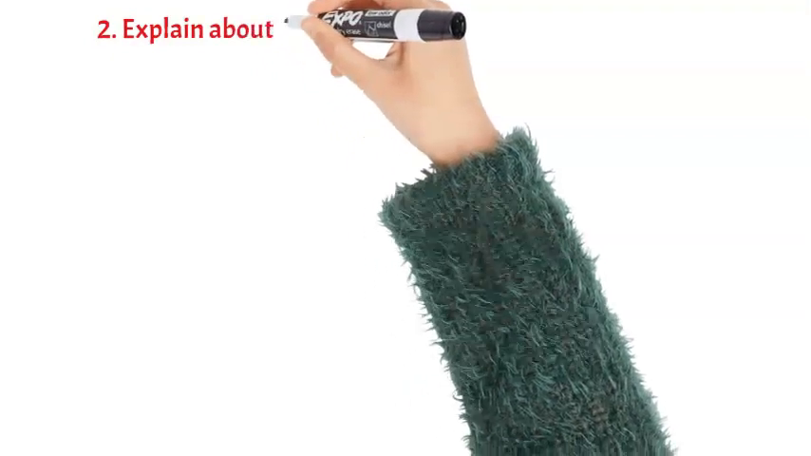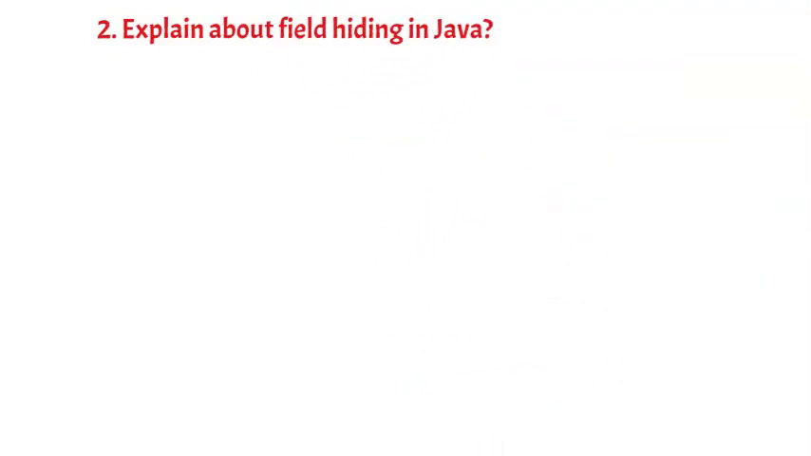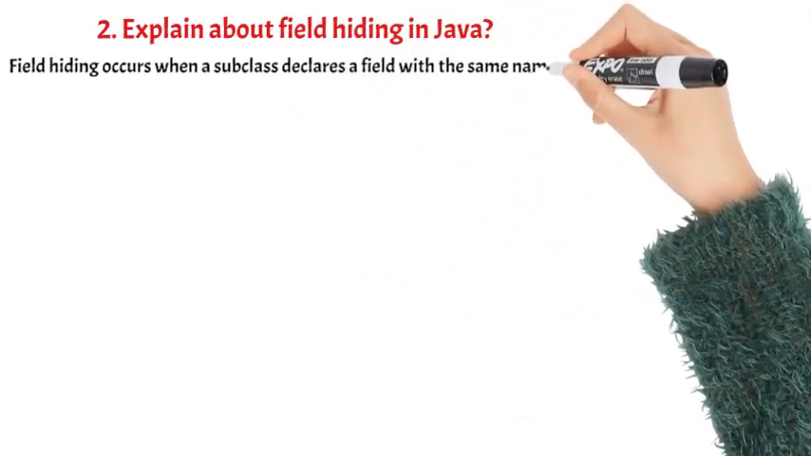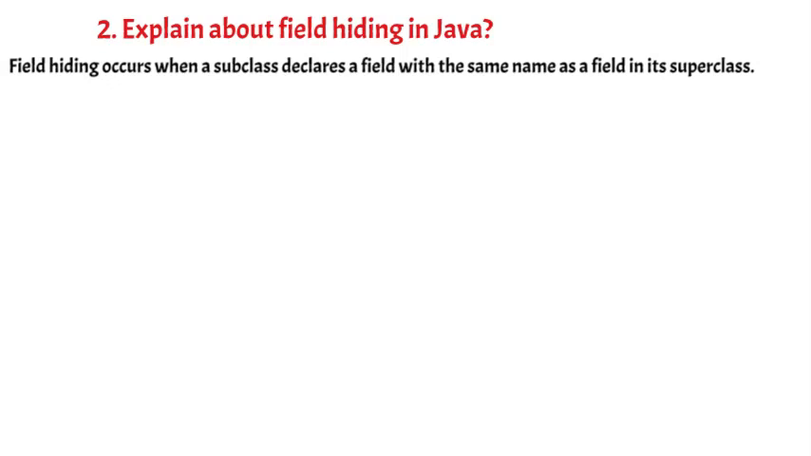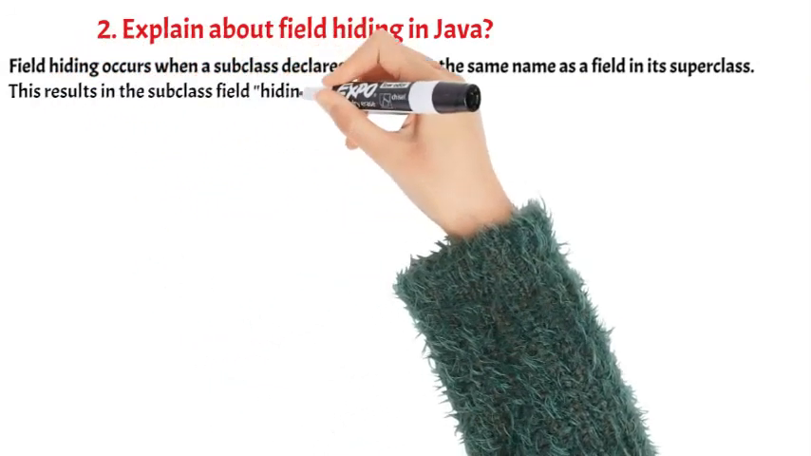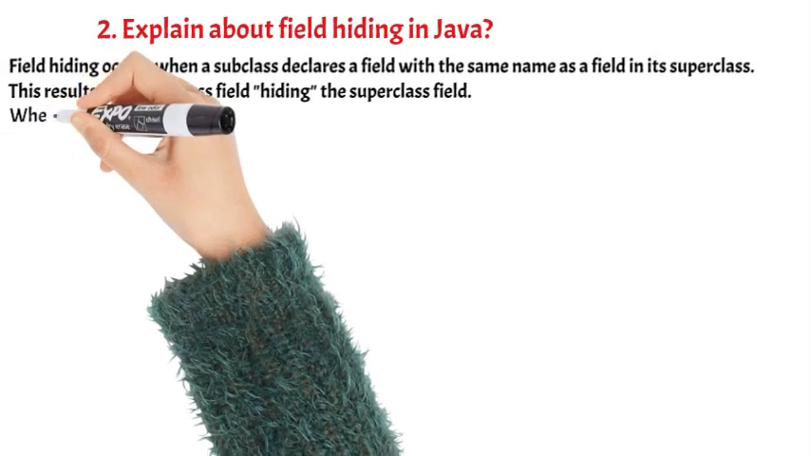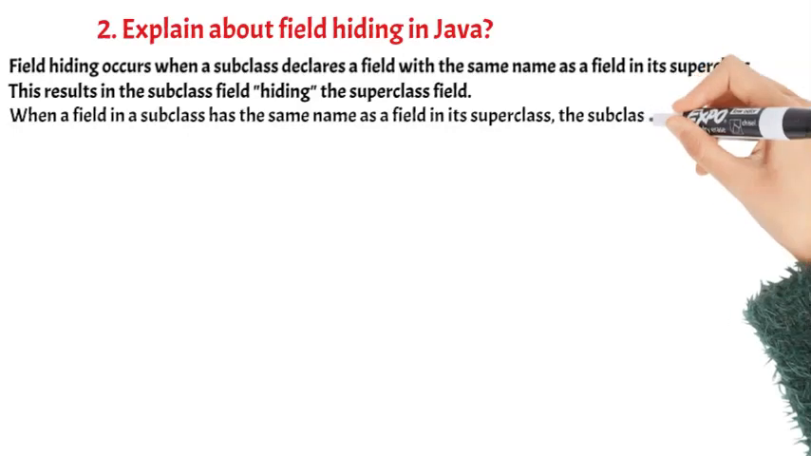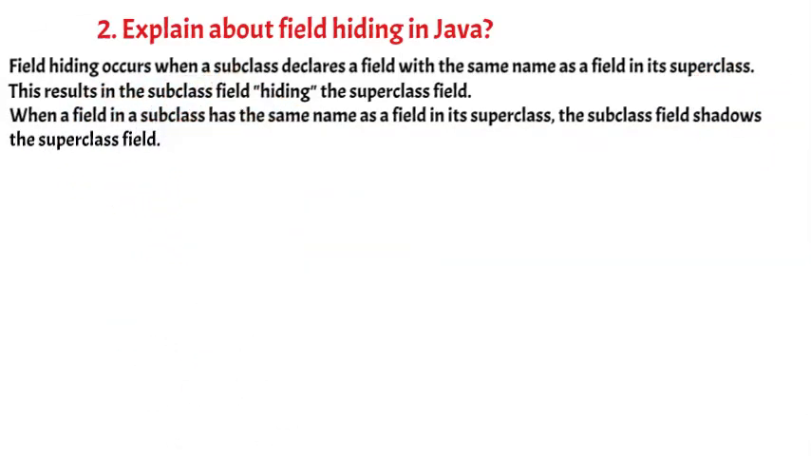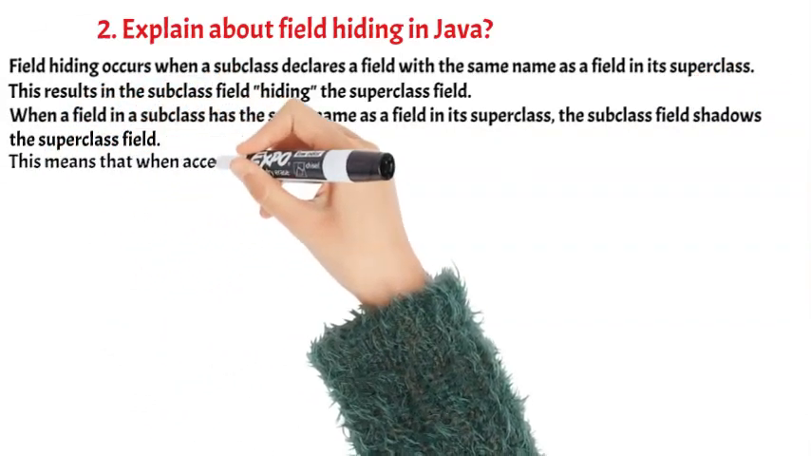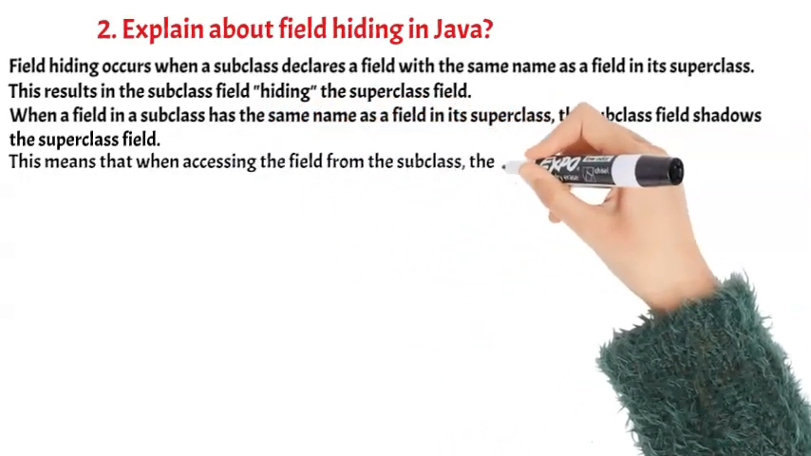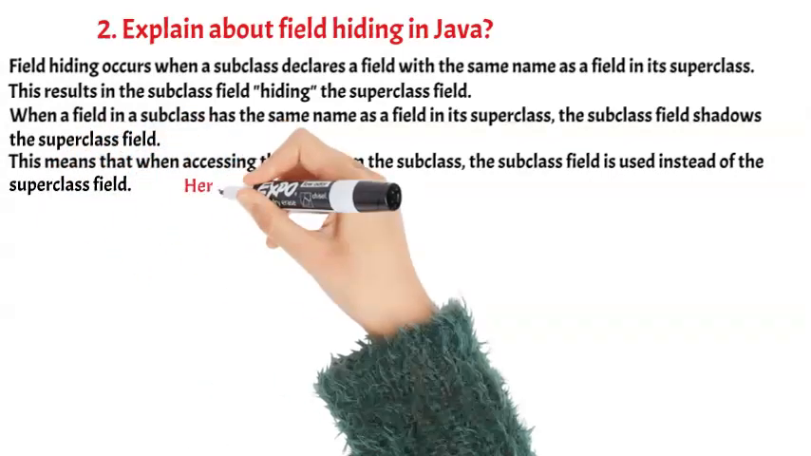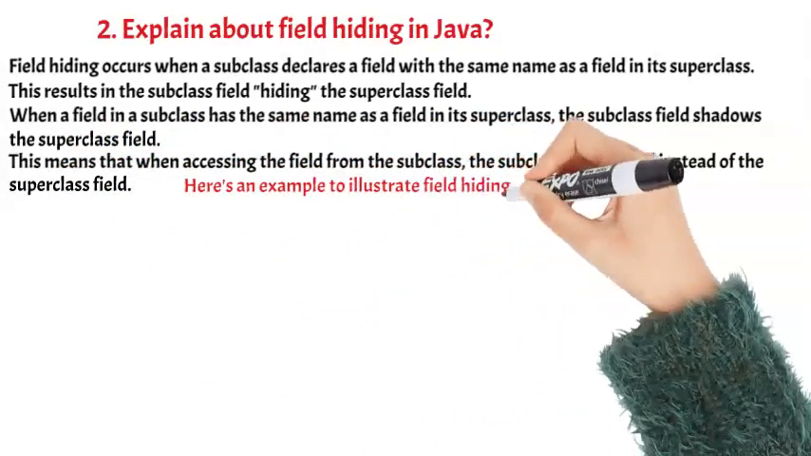2. Explain about field hiding in Java. Field hiding occurs when a subclass declares a field with the same name as a field in its superclass. This results in the subclass field hiding the superclass field. When a field in a subclass has the same name as a field in its superclass, the subclass field shadows the superclass field. This means that when accessing the field from the subclass, the subclass field is used instead of the superclass field. Here's an example to illustrate field hiding.